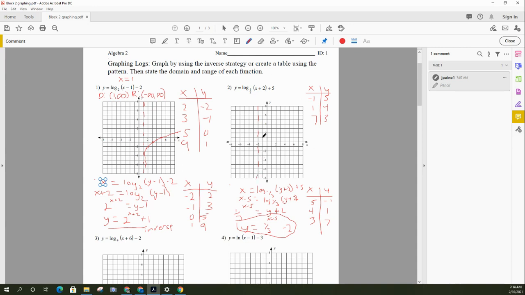So I plot these points, -1, 5, 1, 4, and 7, 3. So that's my graph. My domain is going to be everything bigger than -2. So from -2 to infinity. And my range is all real numbers.